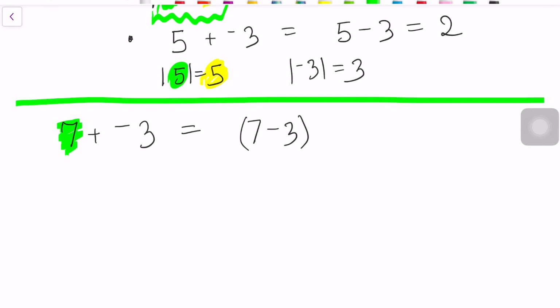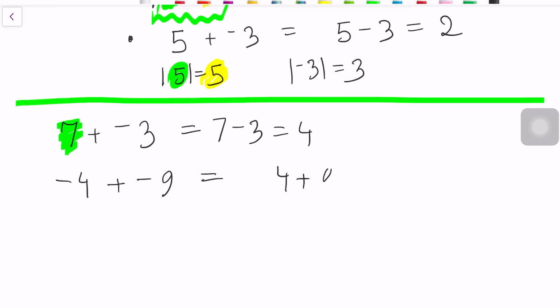So the sign will remain positive. So I don't have to add any sign here, so that's going to be 4. What about negative 4 plus negative 9? Both numbers are negative, so I'm really going to add their absolute values and keep the negative sign. So that's going to be negative 13.